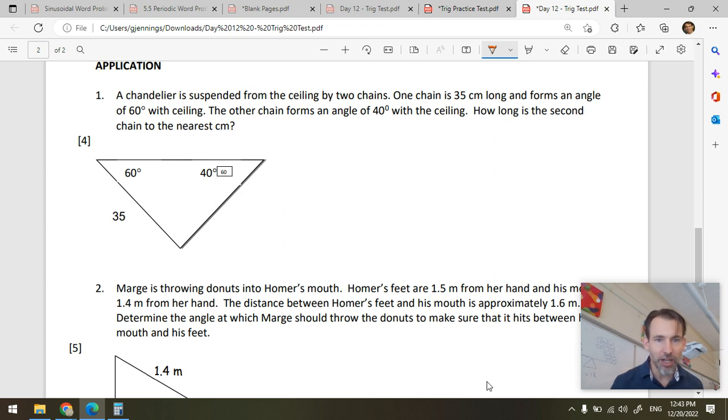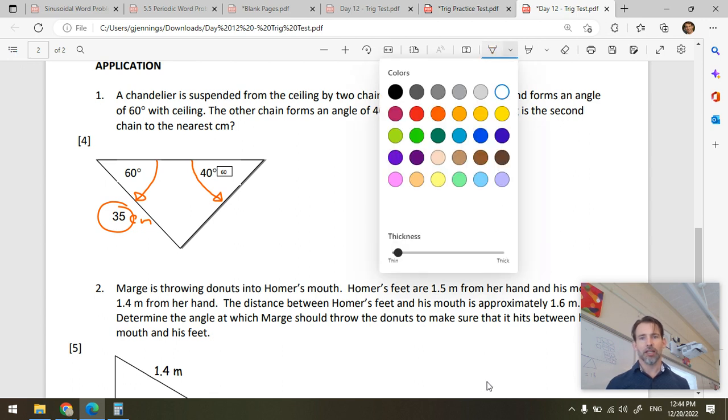We have here a chandelier suspended from the ceiling by two chains. One is 35 centimeters long and hangs at an angle of 60 degrees. The other one's at 40 degrees, and we want to know how long the second chain is to the nearest centimeter.